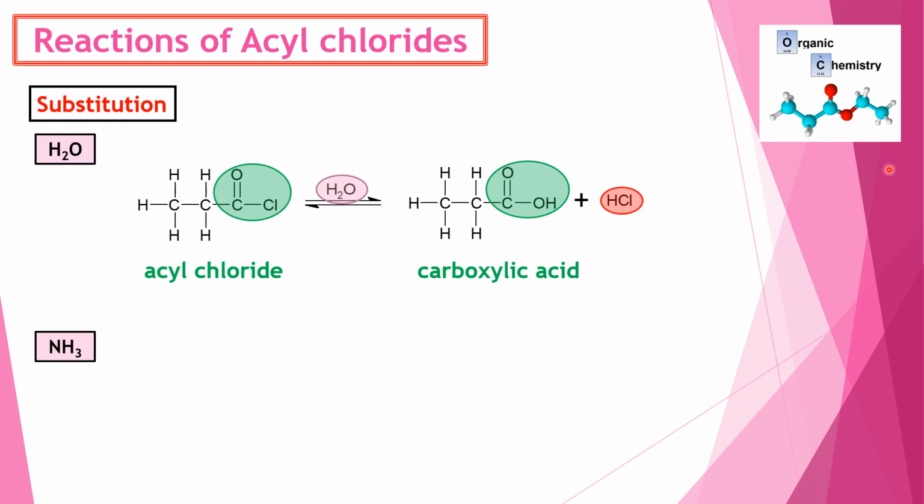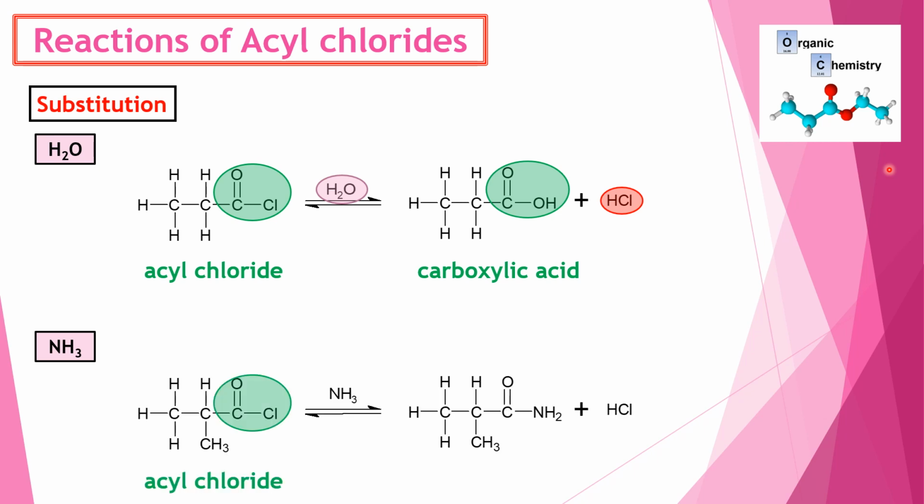You could add ammonia to your acyl chloride. Again, you've got this acyl chloride functional group that is very reactive. It wants to substitute. We've got the ammonia here. So again, we're going to take away the hydrochloric acid and have this amine group replace the chlorine to make a primary amide. Remember, a primary amide is an amide where the nitrogen of the amide group has only joined to one carbon. That's what makes it a primary amide.